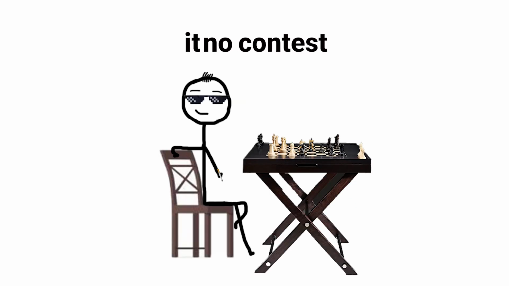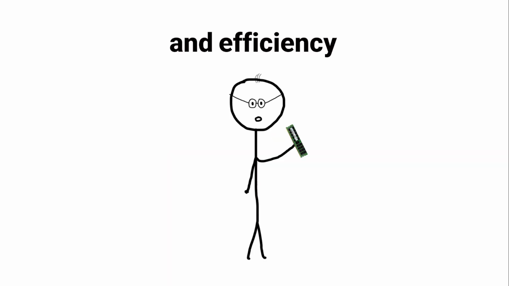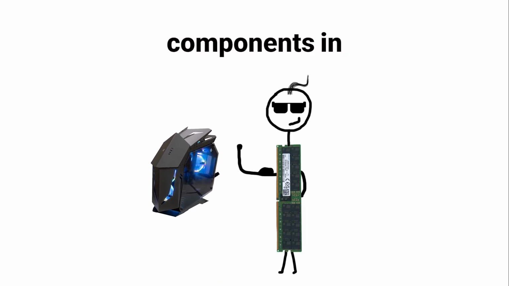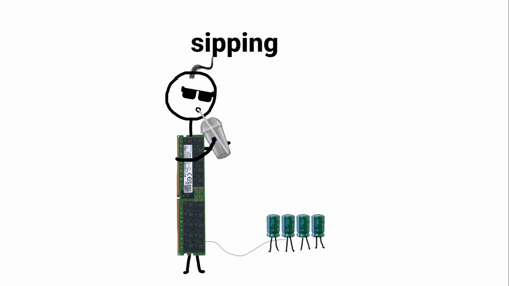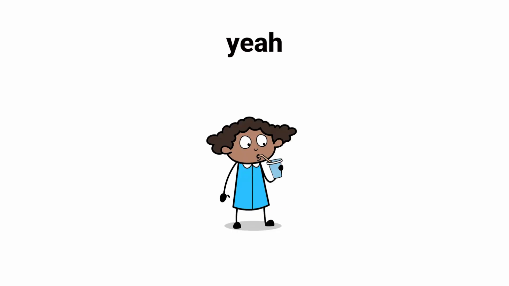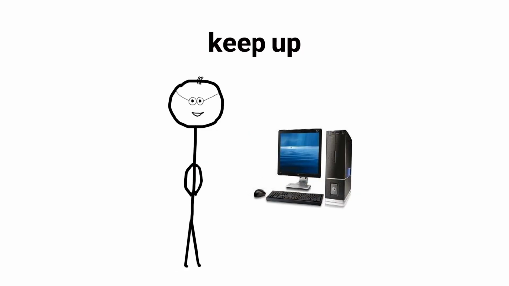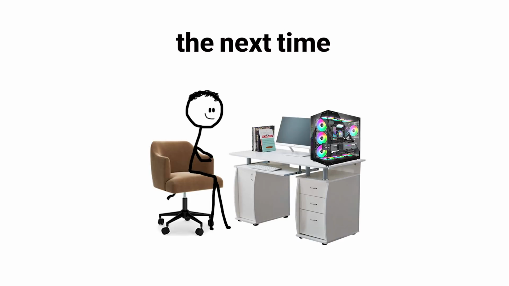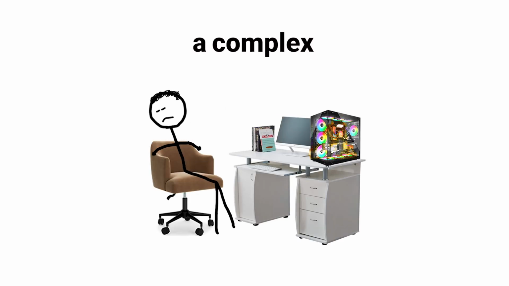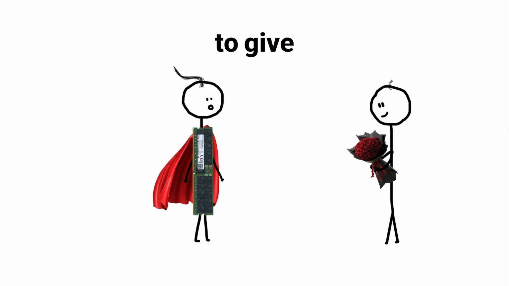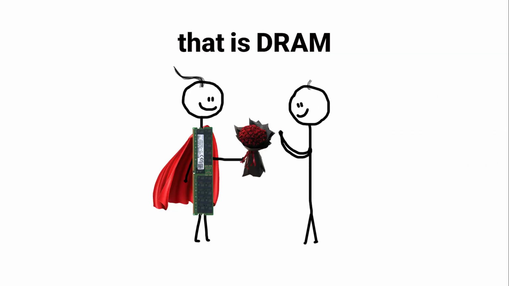It ain't a contest. Of course, all this speed and efficiency comes at a cost. DRAM modules are among the most power-hungry components in your computer, constantly sipping electricity to keep those tiny capacitors charged and ready for action. Yeah, she be thirsty. But hey, that's the price we pay for having a computer that can keep up with our ever-increasing demands for speed and multitasking. So the next time you're watching your computer blaze through a complex task or juggle dozens of open tabs and applications, take a moment to give thanks for the unsung hero that is DRAM.